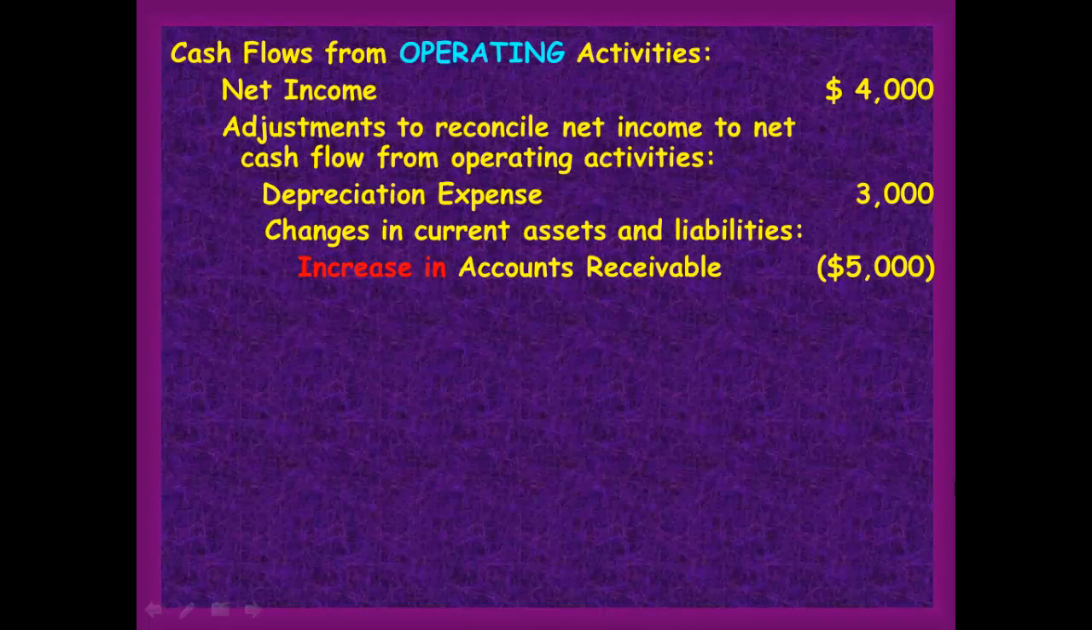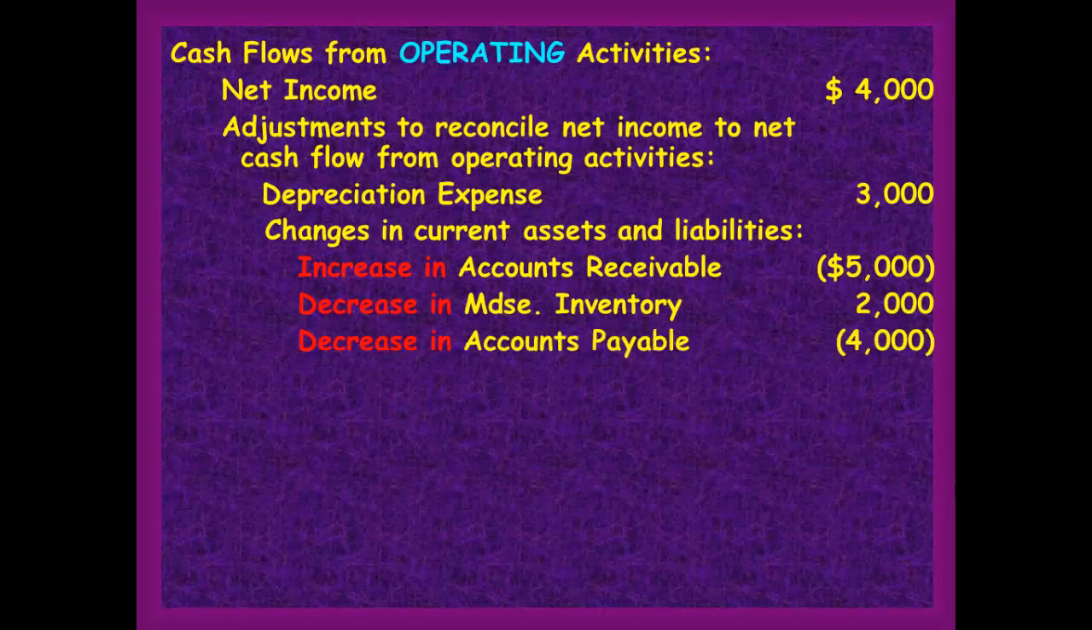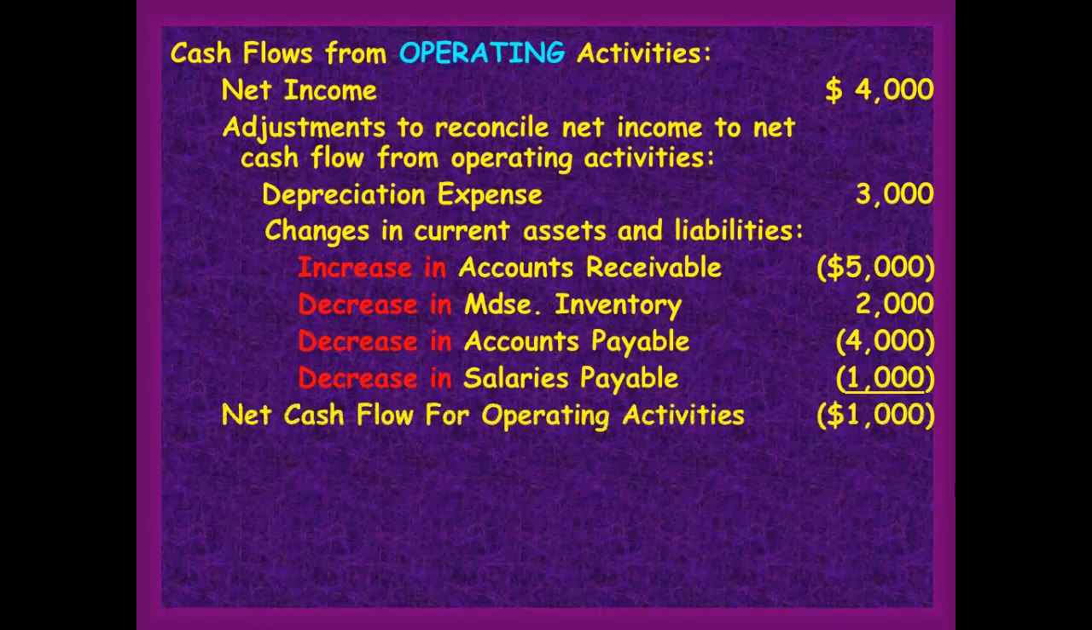We had an increase in accounts receivable, and so we had decided to subtract that. Do you see the parentheses I have around the number 5,000 then? Merchandise inventory. We have a decrease in merchandise inventory, and we were going to add that. Decrease in salaries payable. We need to subtract, again, put parentheses around it. And finally, decrease in salaries payable. Again, I'm going to subtract that. And that's everything in my operating section. So I'm going to take 4 plus 3 minus 5 plus 2 minus 4 minus 1. And we come up with our net cash flows from operating activities of a negative $1,000.